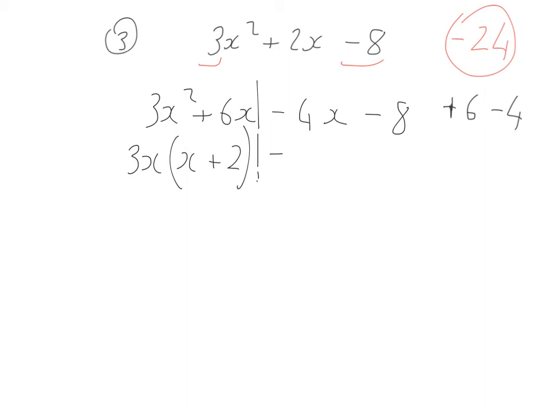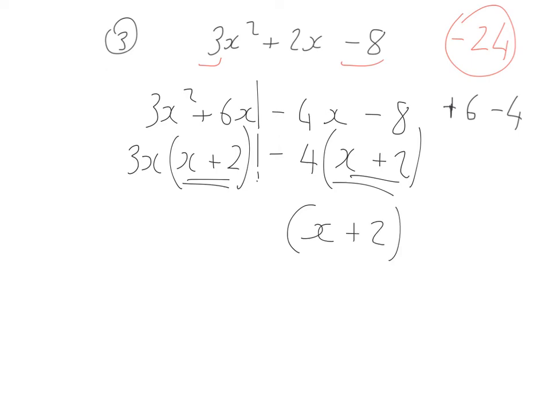And from 4x minus 8, I can take 4. So minus 4 times what gives me minus 4x, that's x. Minus 4 times what gives me minus 8, and that's going to be plus 2. So I'm on the right track. Second bracket is x plus 2, and the first bracket is 3x minus 4. Final answer, 3x minus 4, bracket x plus 2.